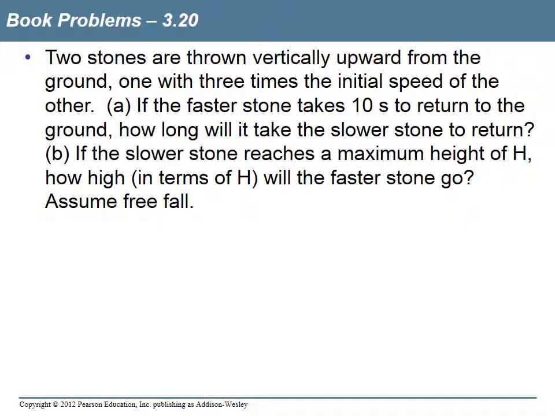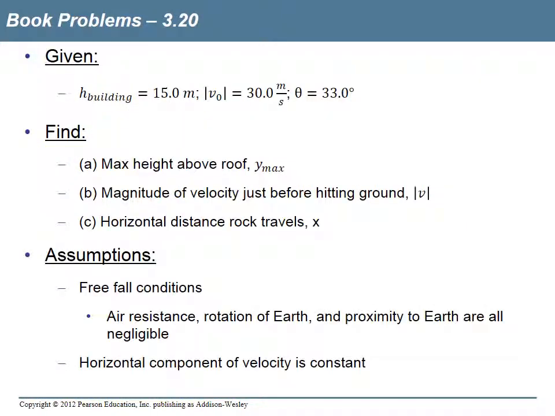But I want to help you to extract the information that we need here. What we should do is say, what are we given? Well, we're given the height of this building, and it is 15 meters. We're given an initial velocity of 30 meters per second, and an angle theta above the horizontal of 33 degrees. We're supposed to find the maximum height above the roof that it'll travel.